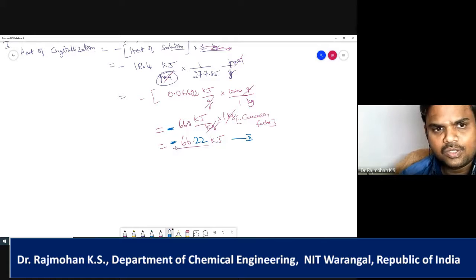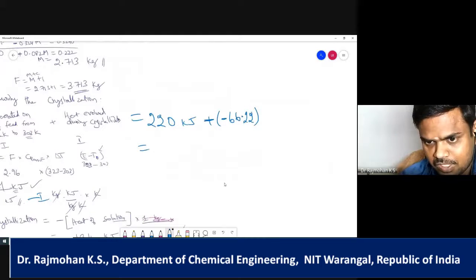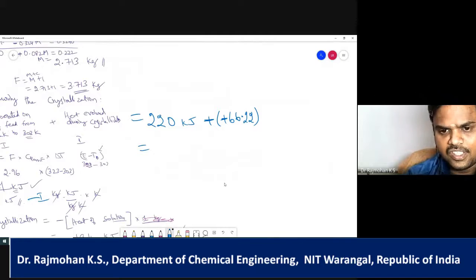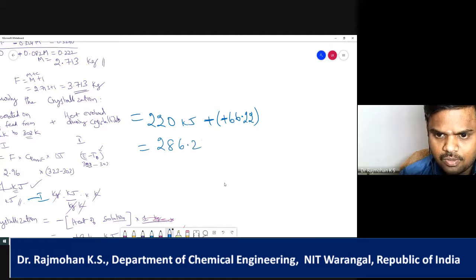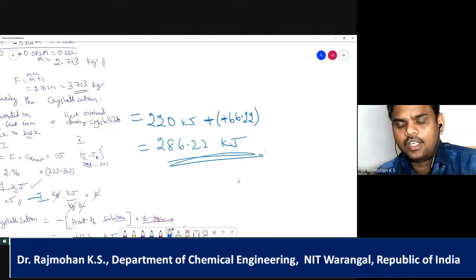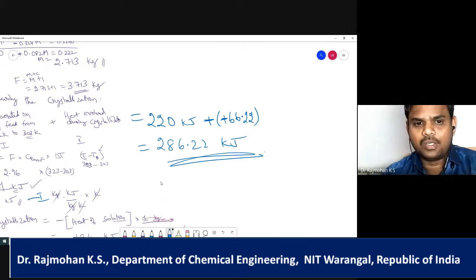So this represents this one. It is the heat gained by the crystallization, so we'll just add it here as plus only. That symbol is to make you understand that it is lost by this and it is gained by this. So this is equal to 2, 6 plus 2, 8, 6.22 kilojoules. So this is the total heat evolved during this crystallization operation.